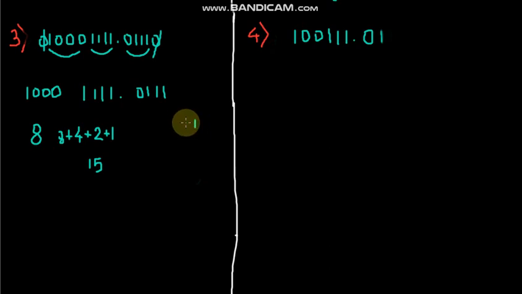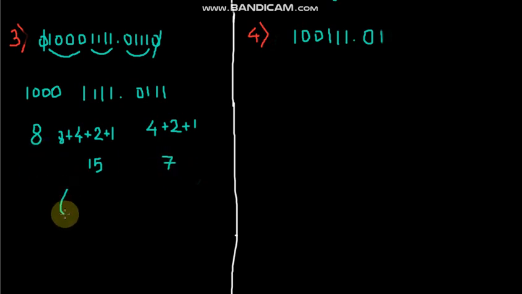And on the right hand side, again the same thing, 1 into 2 raised to 0 is equal to 1, plus 1 into 2 raised to 1, which is equal to 2, and 1 into 2 raised to 2, which is equal to 4. And again 0 into 2 raised to 3 is equal to 0. So 4 plus 2 plus 1 gives us 7. Hence our number is 8.